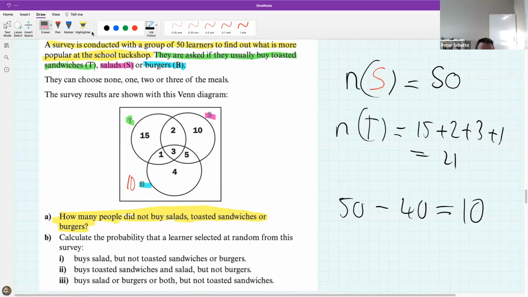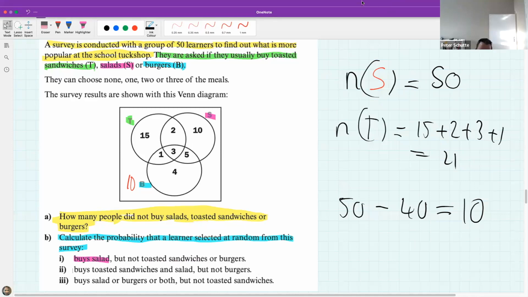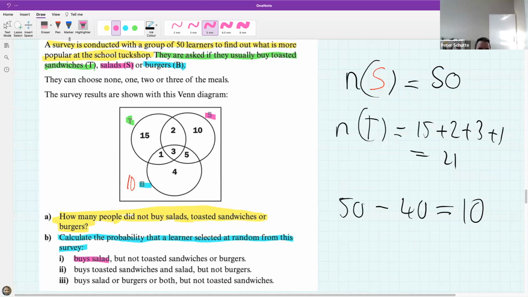Okay, then calculate the probability. Here's your next question. Calculate the probability that a learner selected at random from the survey buys salads. So let me get a different one: buys salads, but not toasted sandwiches or burgers. Can you answer that question for me? So they buy salads. What's the probability this person you choose buys salad, but not toasted sandwiches or burgers? What region is that going to be?